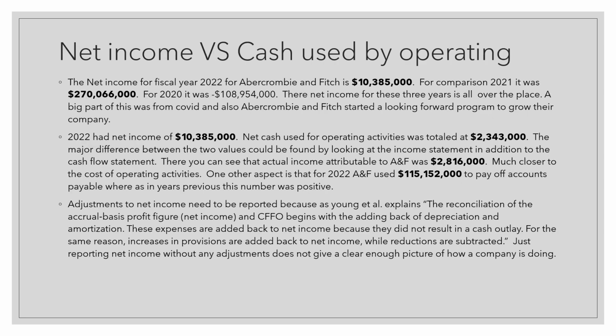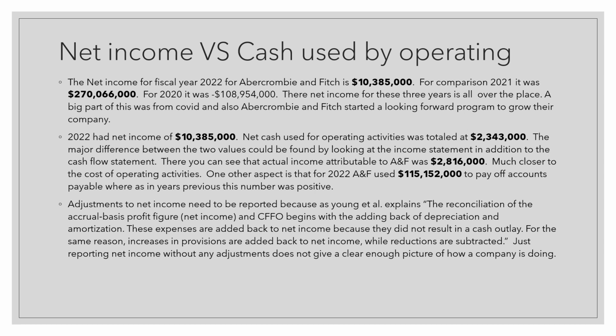This slide is net income versus cash used by the operating section. The net income for fiscal year 2022 for Abercrombie and Fitch is a little over $10 million. For comparison, in 2021 it was $270 million. For 2020 it was negative $108 million.